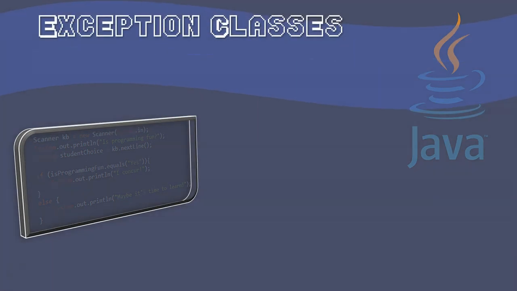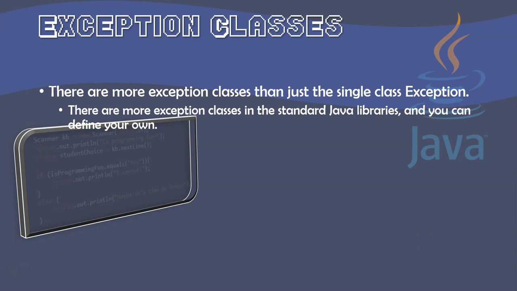So the first thing we want to talk about, of course, is the exception classes themselves. There are, of course, more exception classes than the single class Exception that we have looked at up to this point. The Exception class is in our standard Java library, and we can also have others that we pull in, or we can even define our own.